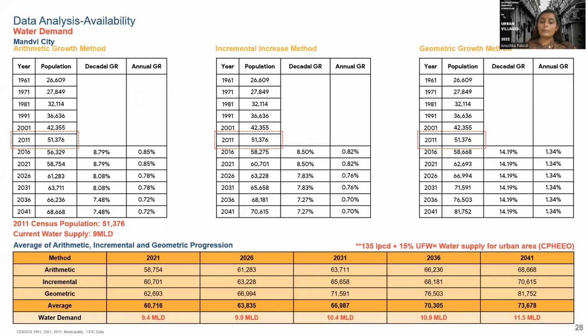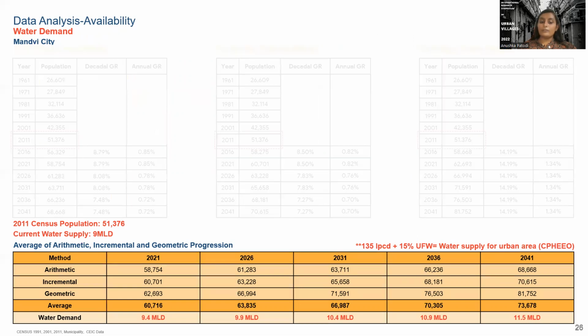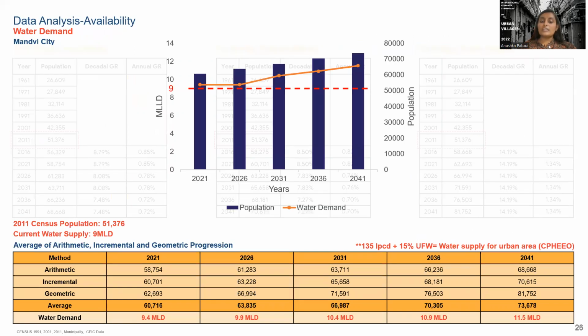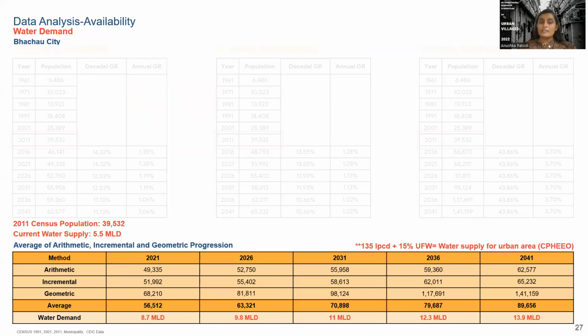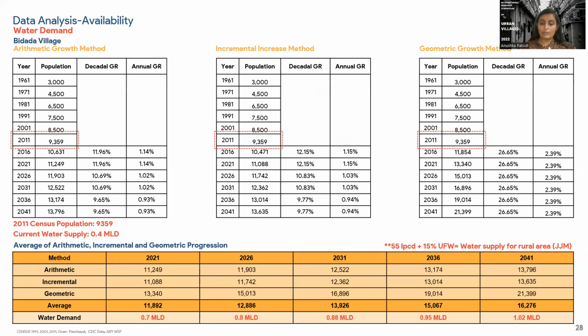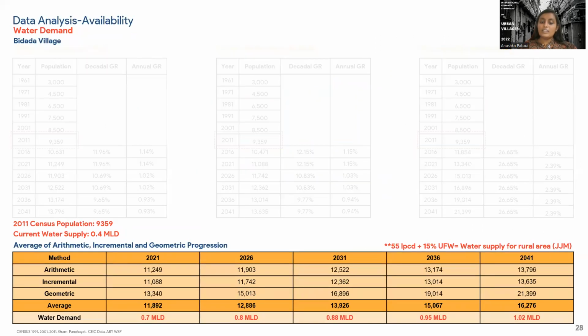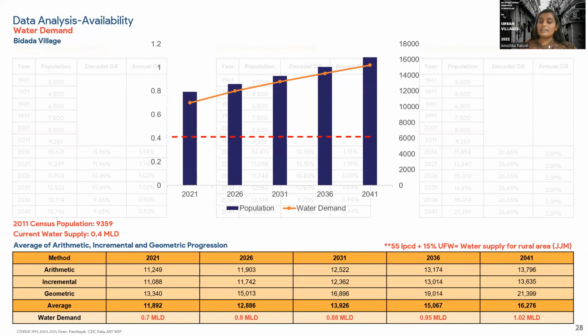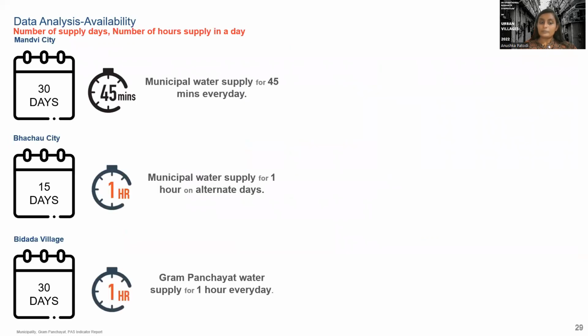To know the water demand, a projection was done with respect to population, which clearly states that the city is not able to meet water demand. The current supply is 9 LPCD in Manvi, whereas the water demand is 9.4 MLD. This shows the urgent need to secure water for future generations. A similar projection was done for Bachao city, where the current supply is 5.5 MLD and the demand is 8.7 MLD. And for Bidda, 0.4 MLD is supplied, but the demand is 0.7 MLD.